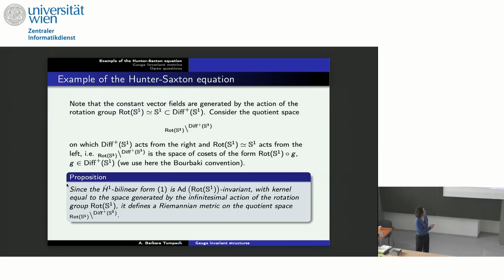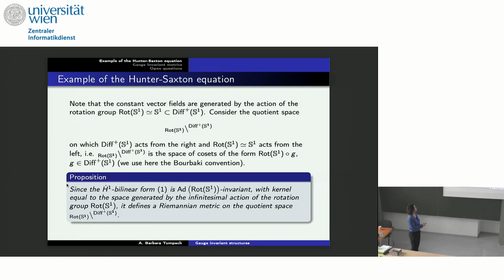So here again, mentioning that I'm using the Bourbaki convention where the small group here is on the left, the big one is on the right. So diff plus acts on the right on this quotient, the rotation acts on the left on this quotient. So it's a space of cosets, and a given coset is written like this. So you take a diffeomorphism and you look at all the diffeomorphisms that you can get by acting by a rotation on the left. For me, the rotation group is always at the same place.